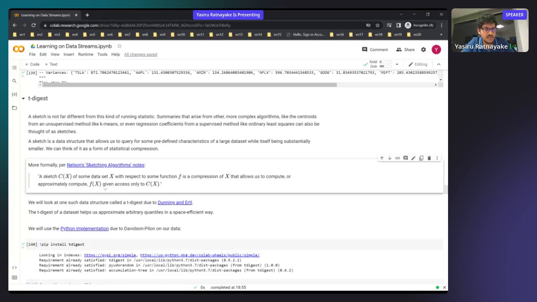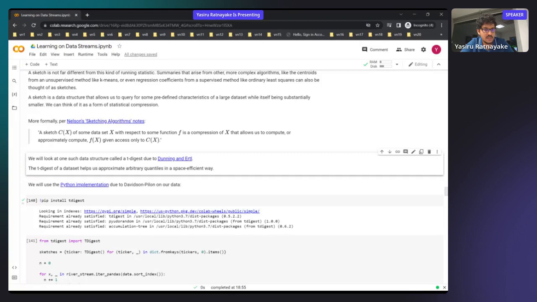There is a kind of formal definition in Jelani Nelson's sketching algorithms notes. So a sketch C(X) of some data set X with respect to some function F. And it isn't something so general that you can actually completely substitute the data set. Of course, there's nothing really that nice. So instead, you have some sort of function, and it's a compression of X that allows you to compute or approximately compute F on this X with only the C(X). So it's an approximation method. It's not going to be perfect, but as you'll see, some of these methods can be quite good. So the method we're going to look at is called t-digest. This is due to Dunning and Ertl.